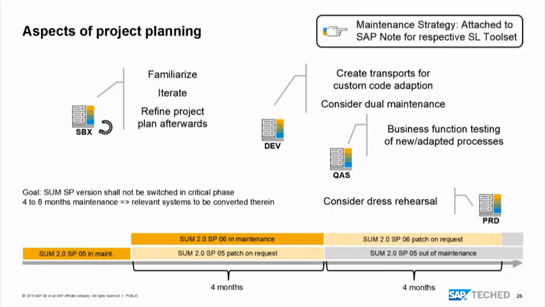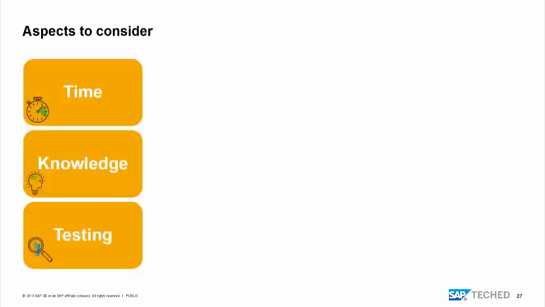That is what we call maintenance strategy, and this is a document, a PDF, that is attached to the respective node for the software logistics toolset. That is the kind of package where SUM is one of the tools provided in there. That is a remark that I wanted to make.